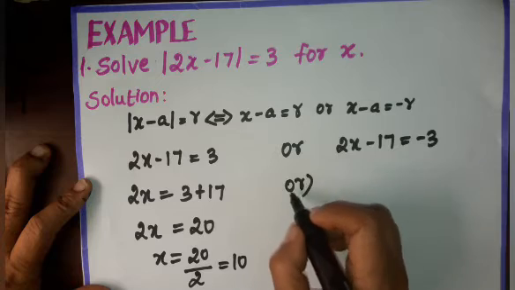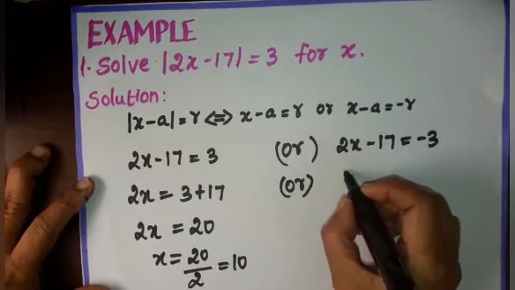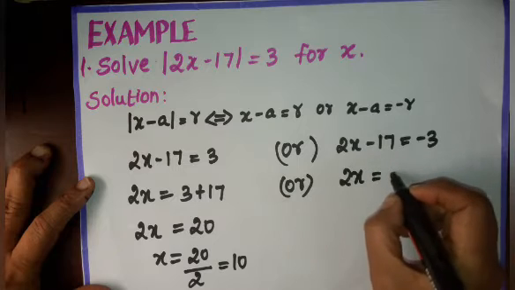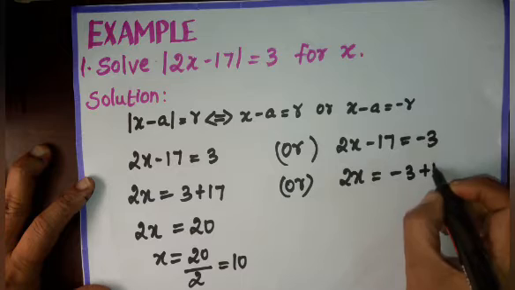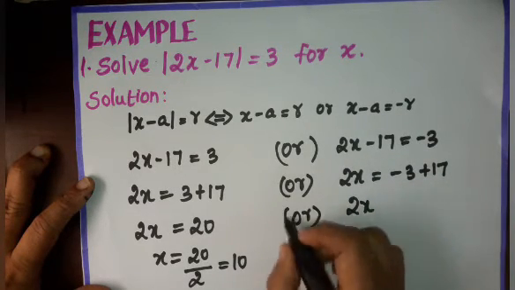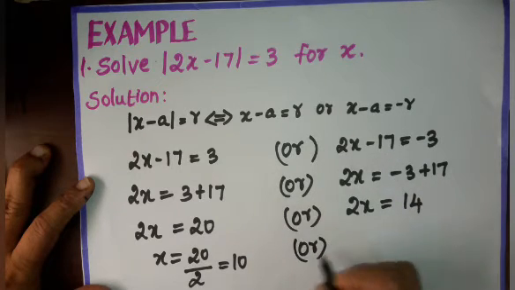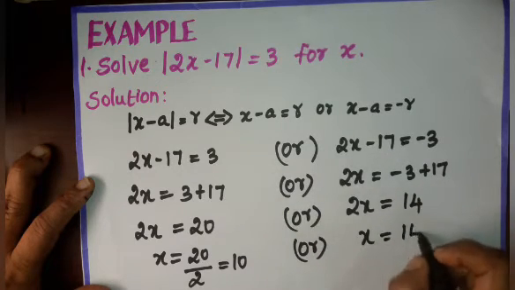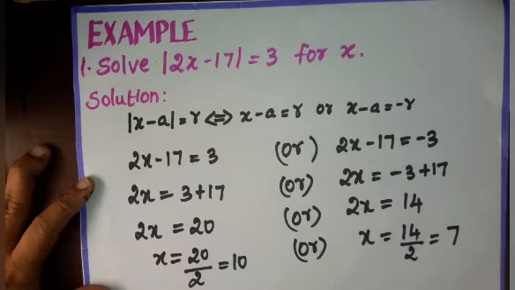Now the second equation. 2x minus 17 equal to minus 3. Then 2x equal to minus 3 minus 17, it will become plus 17. Then 2x equal to 17 minus 3 is 14. Then x is 14 by 2. 14 by 2 is 7. Now we got the x value as 10 and x value as 7.